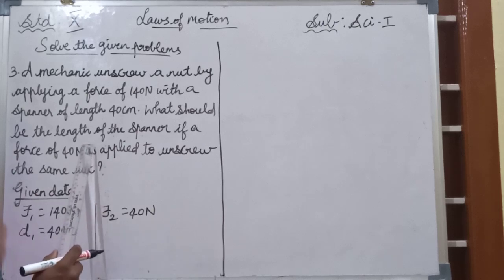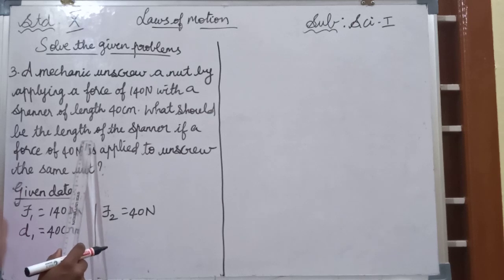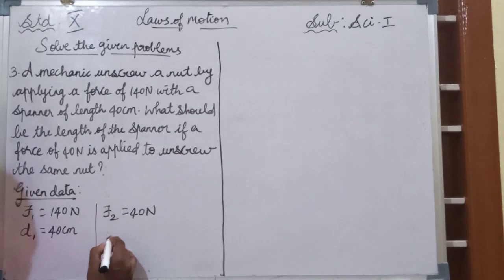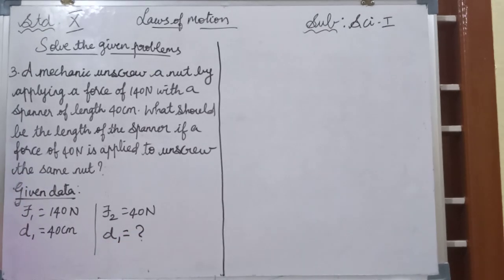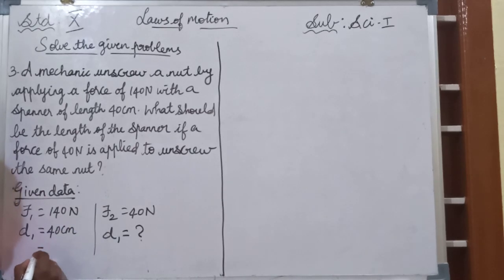So here the force is 40 N. What could be the length of the spanner? We have to find that out, so D1 is equal to question mark. In the given data, the unit of force is N, so 140 N. And D1, what is the unit for distance? It is meter only, no. But here they have given it in centimeter. You want to convert it into meter.